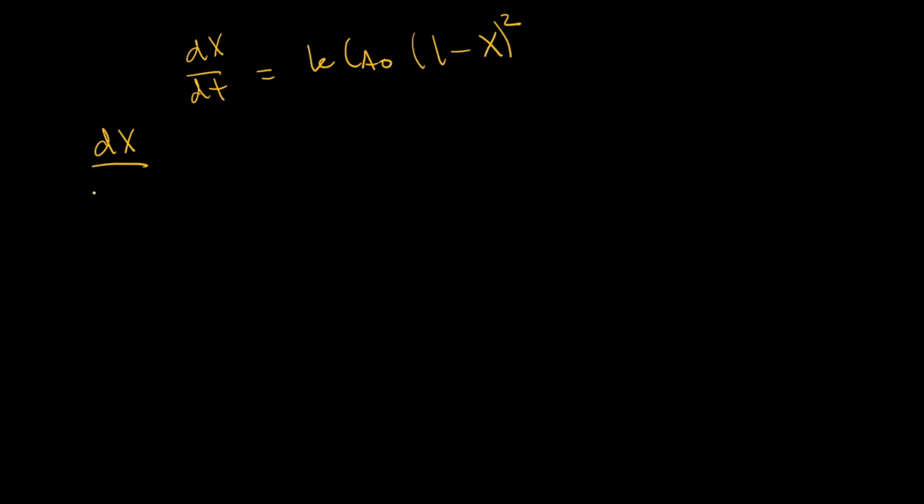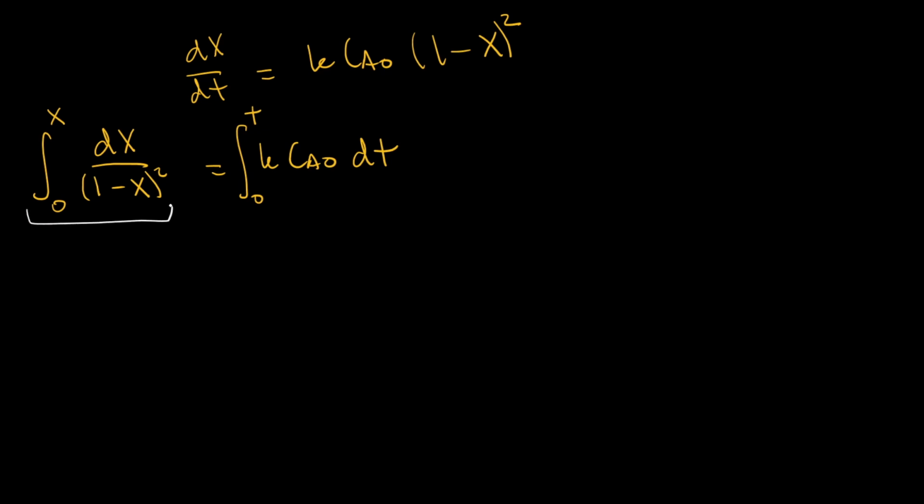We get dx over (1 minus x) squared is equal to k Ca0 dt. And here we're going to integrate the left-hand side from a conversion of 0, that's when the reactor starts running and no A has reacted, up to a value we're going to call x. That's going to be the conversion at a certain time t, which is on the right-hand side of this integral. So let's start with the hard part first, this side of the equation.